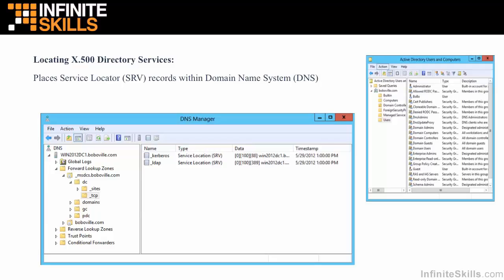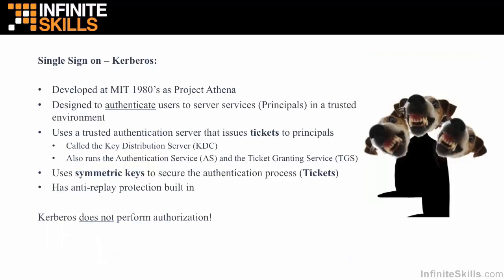If it's looking for Kerberos for authentication services, it would search the boboville.com namespace for an SRV record that points to 88. That is the port number used by Kerberos services. So DNS is used to locate these X.500 directory services. Continuing on, we're going to look at Kerberos.